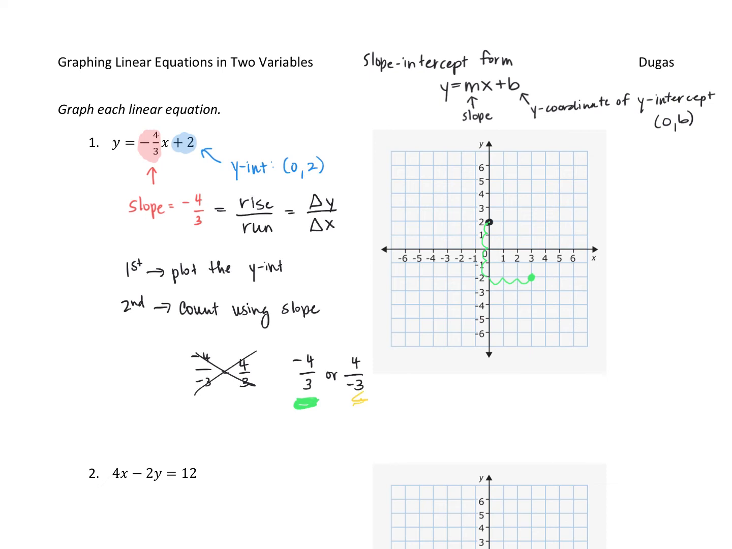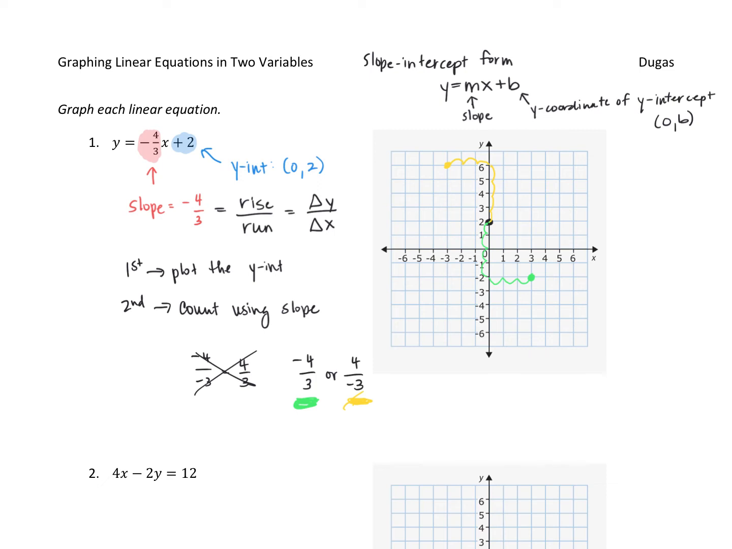In yellow, I will start from the 2 and I will go up 4. 1, 2, 3, 4, because in this case it's a positive 4, but my 3 is negative. That means I'm going to go left 3 and put a point.